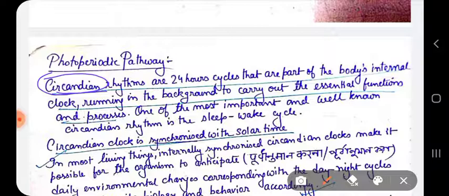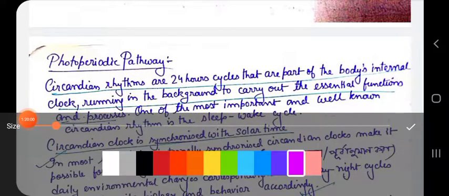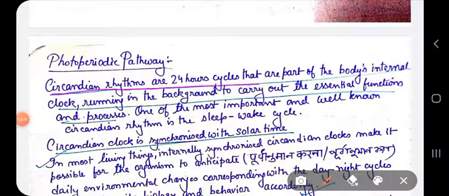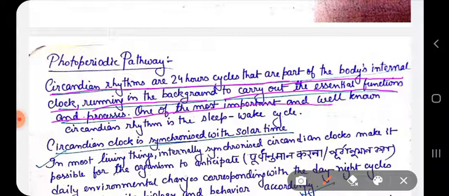Here, according to the plant, circadian rhythms are 24-hour cycles that are part of the body's internal clock running in the background to carry out essential functions and processes. Again, I repeat about circadian rhythm. Circadian rhythms are the 24-hour cycles that are part of the body's internal clock running in the background that carry out essential functions and processes in our body. Not only in our body but also in the plant's body, also in the plant parts. One of the most important and well known circadian rhythms is the sleep wake cycle.